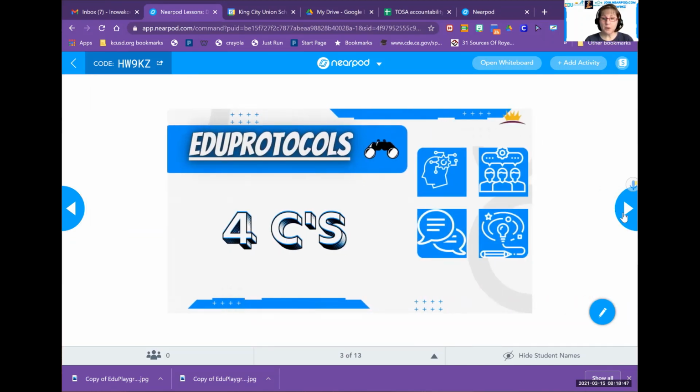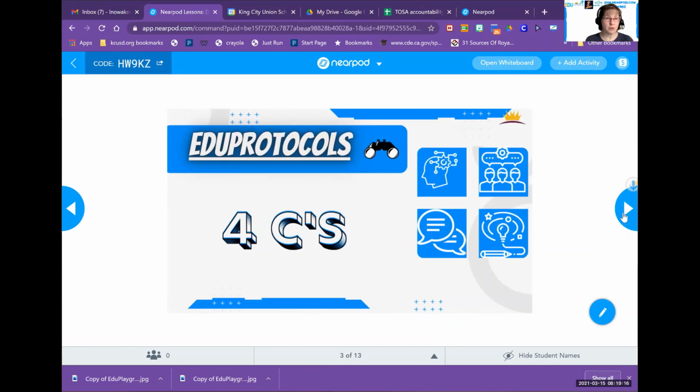Okay, so EduProtocols is all about the 4Cs. What EduProtocols does is it creates a template that you can use on the reg without having to reimagine, like doing something fancy schmancy and coming up with all of these worksheets. It's much like having a picture frame and you're just trading out the picture. So that's exactly what you're doing. You're just trading out the content with each one of these EduProtocols.